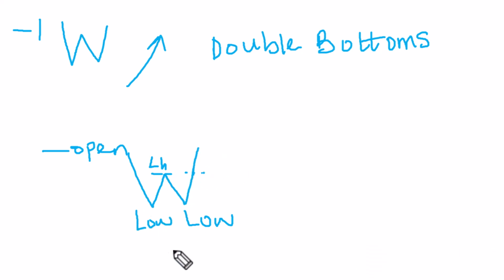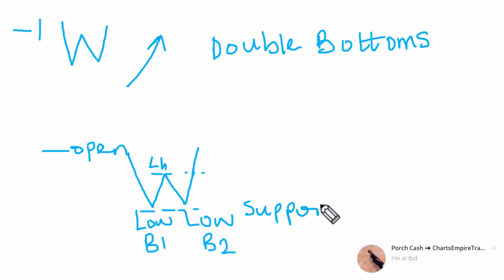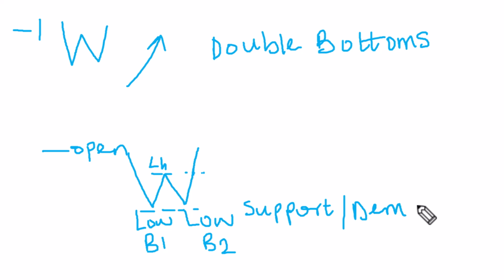Now this low here is our bottom 1, the second low is our bottom 2. So technically this low right here is what we call our support or demand for price, right? Or demand for price.